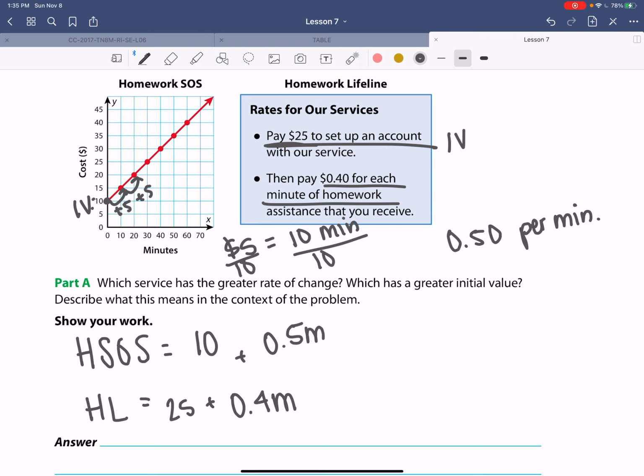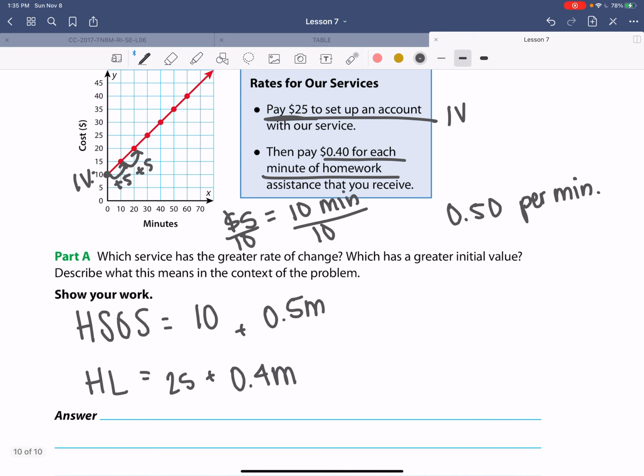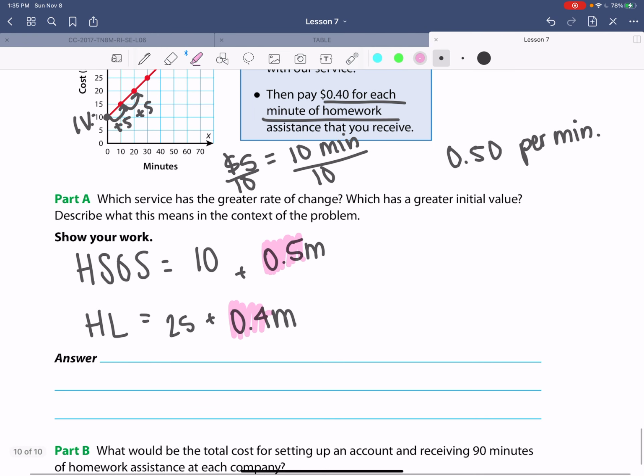So it says which service has the greater rate of change. The rate of change is our coefficient, which is the amount it changes per minute, or how much they charge per minute. So Homework SOS charges 50 cents per minute. Homework Lifeline charges 40 cents. So the one with the greater rate of change is going to be Homework SOS.